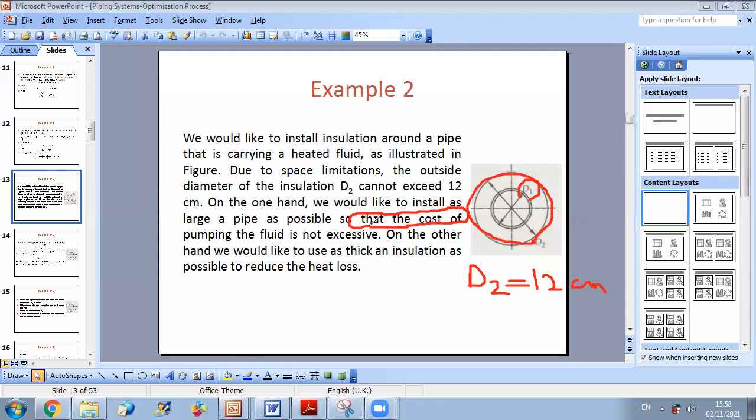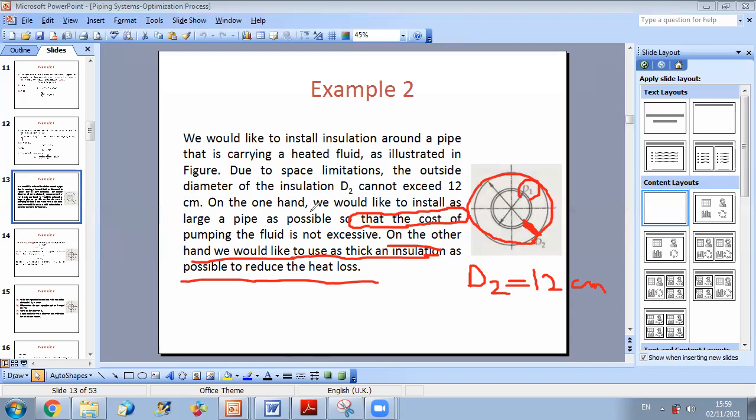كمان عندنا شيء تاني بعد انه on the other hand we would like to use as thick an insulation as possible to reduce the heat loss. يعني صار عندنا عدة criteria. بدنا نكبر الانسوليشن. insulation thickness لها علاقة بالdifference between D1 and D2. يعني من جهة بدنا نجرب نصغر D1 لأنه كل ما بيصغر D1 بتزيد الانسوليشن thickness. بس كمان اوكي إذا كتير كبرنا الثيكنس بيزيد الكوست.